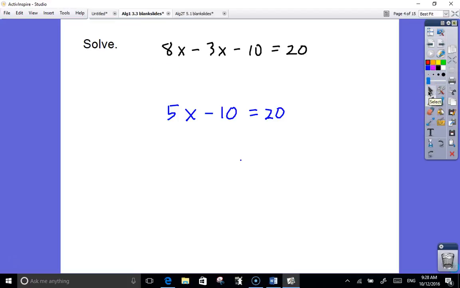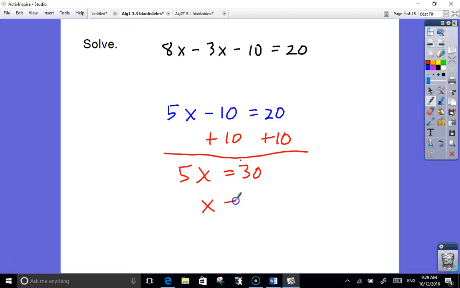Okay, now 5x minus 10 equals 20 is a 2-step equation. What are the 2 steps? Just tell me, add 10, divide by 5, right? Add 10. 5x equals 30, so x equals 6.